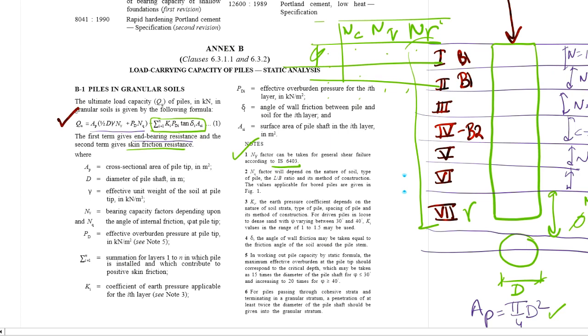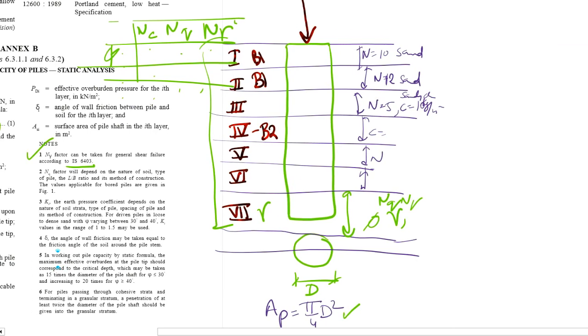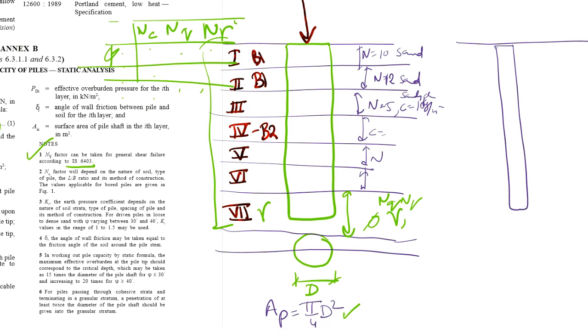Now PD. PD is the effective overburden pressure at the pile tip in kilonewton per meter square. Now we need to see note 5. So what is the effective overburden? Let me just explain briefly. Effective overburden is for a given soil profile. This is a pile. Now the effective overburden pressure is gamma into H. Effective is gamma dash, where gamma dash is equal to gamma minus gamma W. Here gamma W is the unit weight of water, which is taken as 9.81 kilonewton per meter cube.